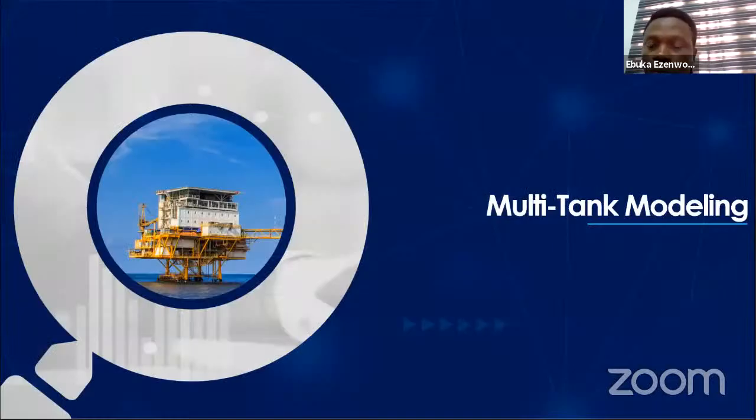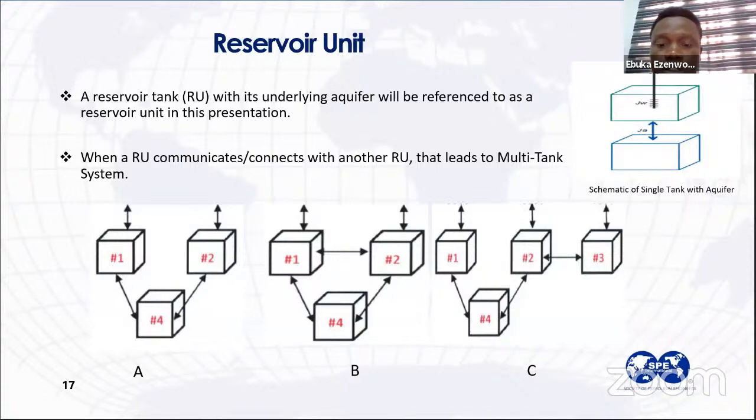So that's it. Having established what single tank modeling is, and also having talked about some things about the multi-tank system, let's now lay some foundation that will lead us into multi-tank modeling. So here I have a definition. I call it a reservoir unit. A reservoir unit is a normal reservoir tank with its underlying aquifer, and altogether it is a reservoir unit.